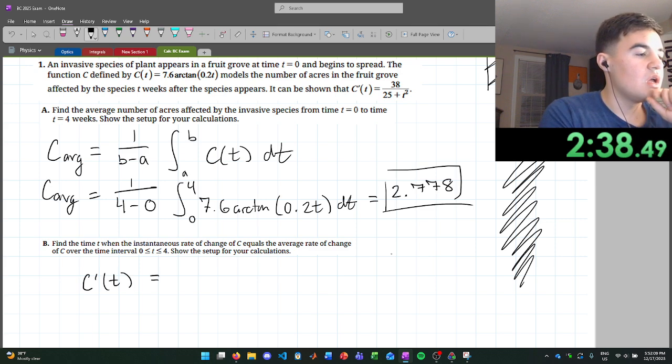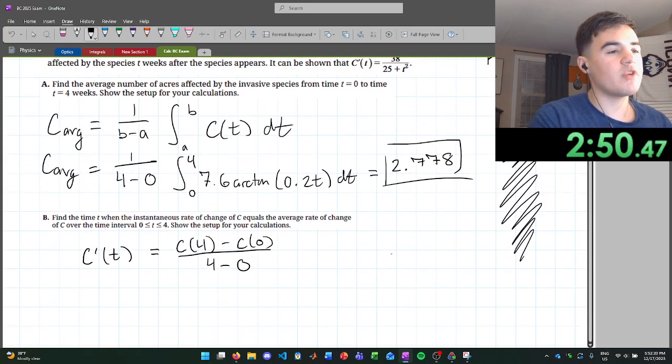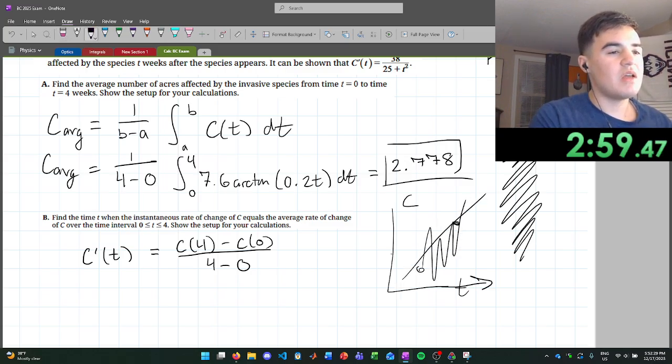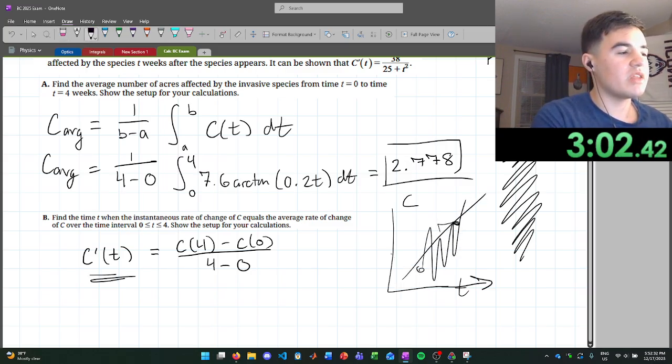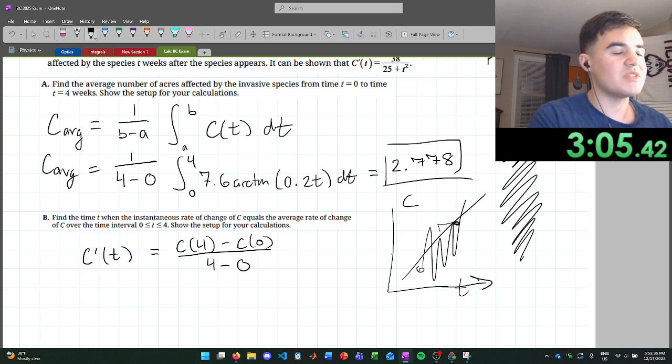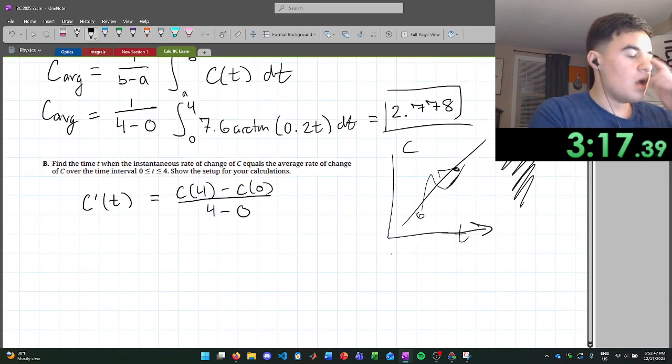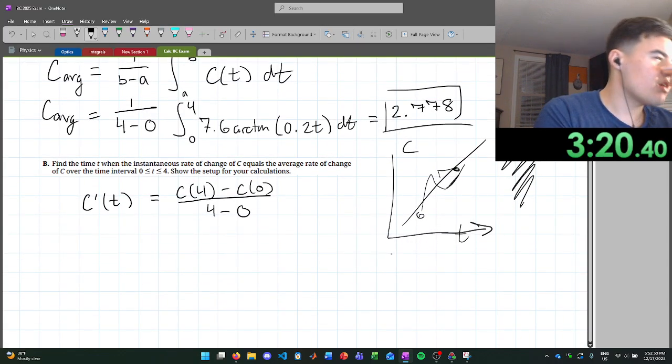So that's going to be c of 4 minus c of 0 over 4 minus 0, right? So it's the slope. For some arbitrary function c of t, we're going to have c of 4, c of 0. The curve might look something like this. The average rate of change is this slope, and we're just getting the instantaneous slope at some point, time t. Maybe this point we're looking for is where the slopes are the same. And this has to exist due to Rolle's theorem or something.